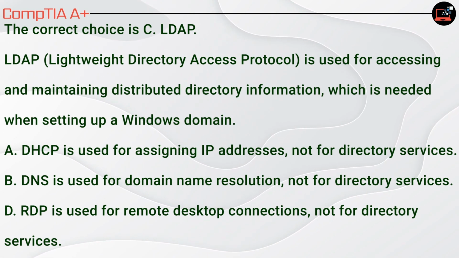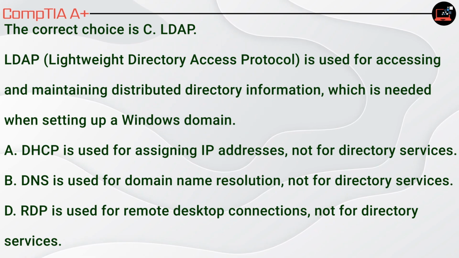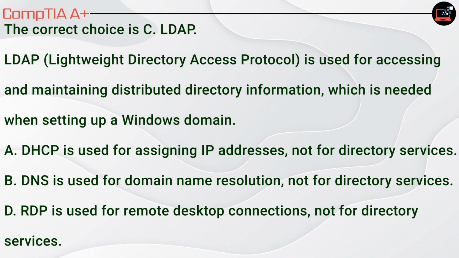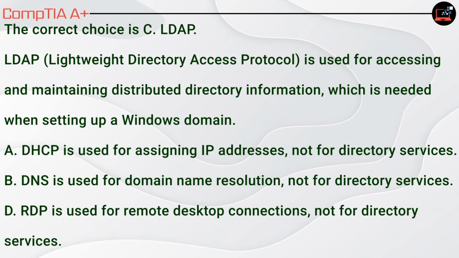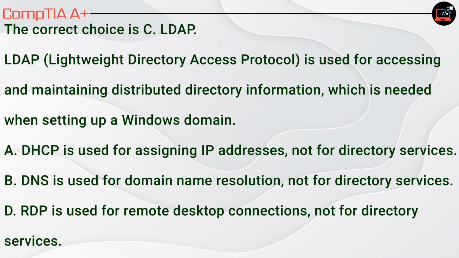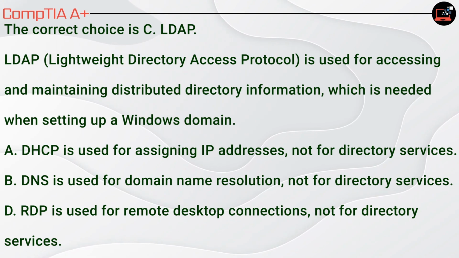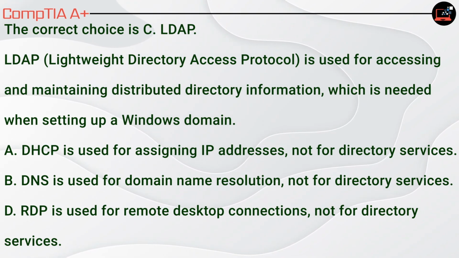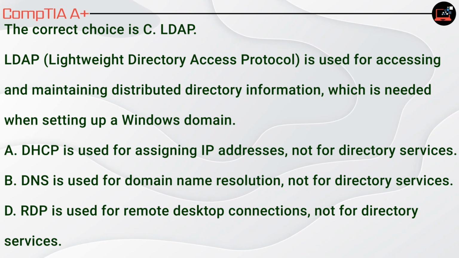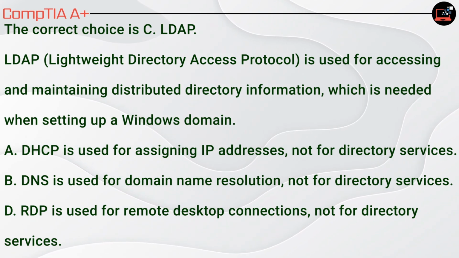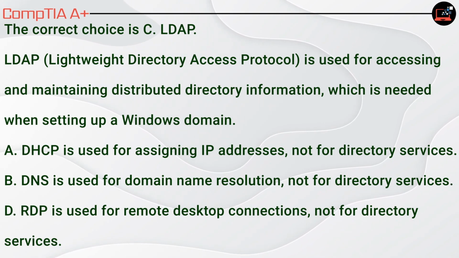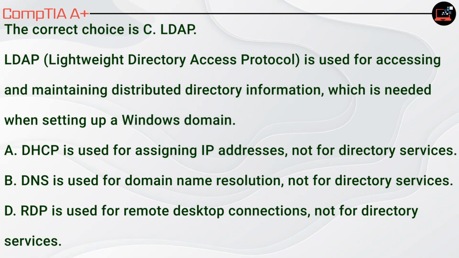The correct choice is C. LDAP. LDAP, Lightweight Directory Access Protocol, is used for accessing and maintaining distributed directory information, which is needed when setting up a Windows domain. A. DHCP is used for assigning IP addresses, not for directory services. B. DNS is used for domain name resolution, not for directory services. D. RDP is used for remote desktop connections, not for directory services.